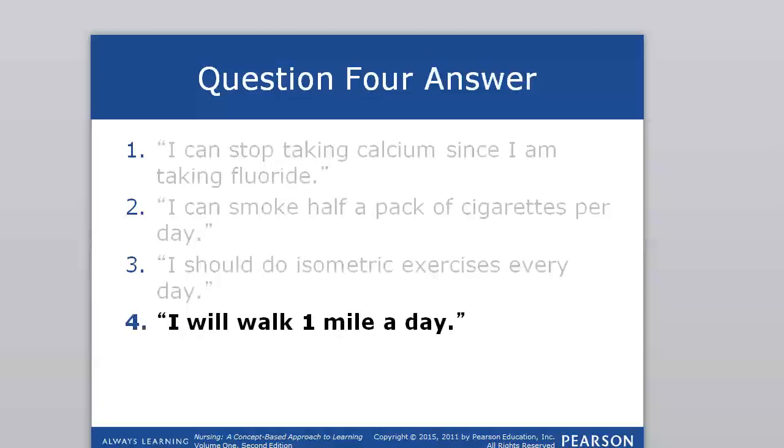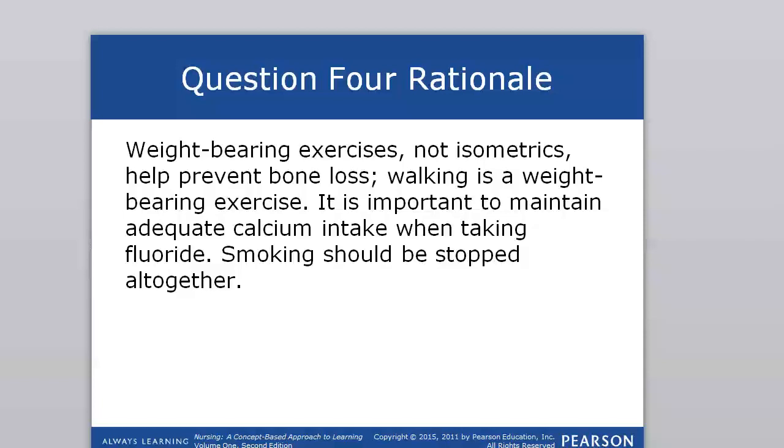Obviously, the answer is 4. I will walk 1 mile a day. Remember, we want to do weight-bearing exercises, not isometrics, to help prevent bone loss. Walking is a weight-bearing exercise. It is important to maintain adequate calcium intake when taking fluoride, and smoking should be stopped altogether. There should be no compromise with that.